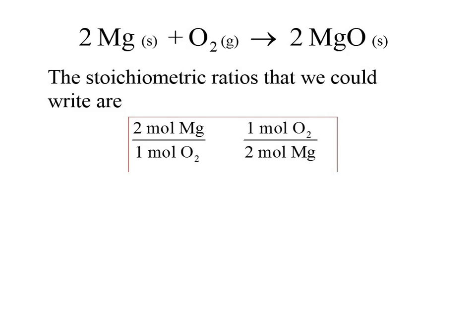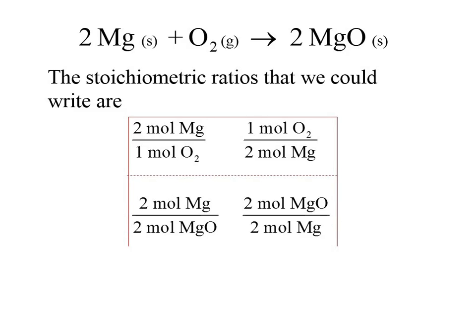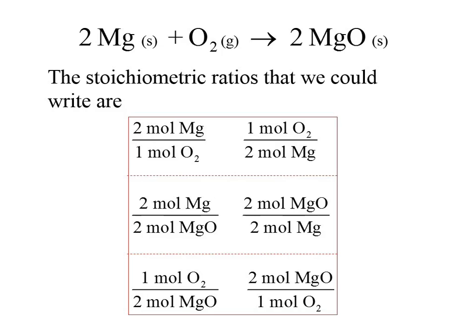There they are. We could pick another pair. So for instance, now let's pick magnesium and magnesium oxide. We could say 2 moles of magnesium is equal to 2 moles of magnesium oxide. We can make 2 conversion factors out of that. Of course, one is the reciprocal of the other. And the other pair we didn't talk about was the O2 and the MgO. So we could say 1 mole of O2 is equal to 2 moles of MgO and come up with 2 conversion factors.